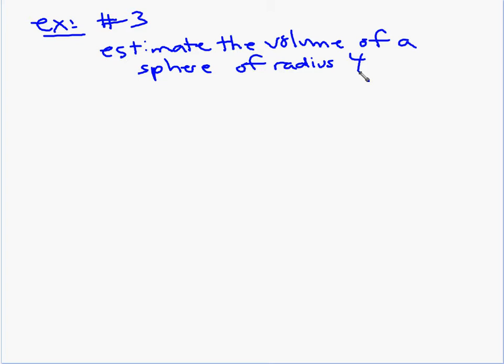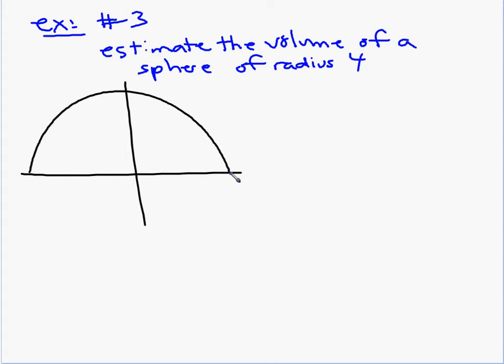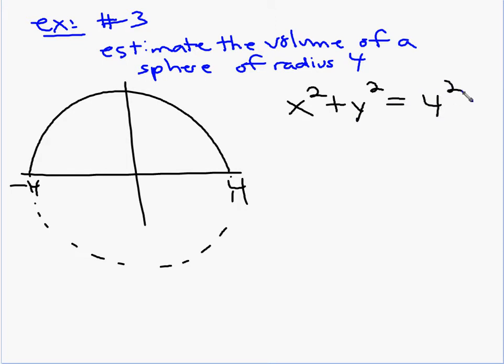Well, we kind of have to look at this two-dimensionally first. Let's think of this. If its radius is 4, and I was going to slice this thing, of course it's an entire sphere, so of course it comes down here like this. Would you agree that the formula for that circle would be x squared plus y squared equals 4 squared? Would everybody agree that that would be the equation of the circle?